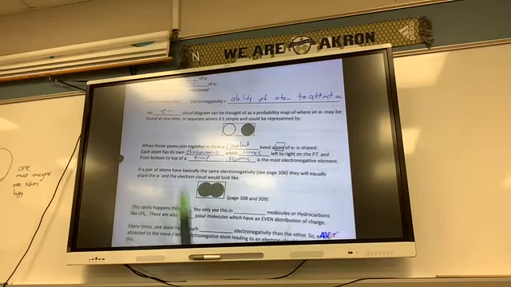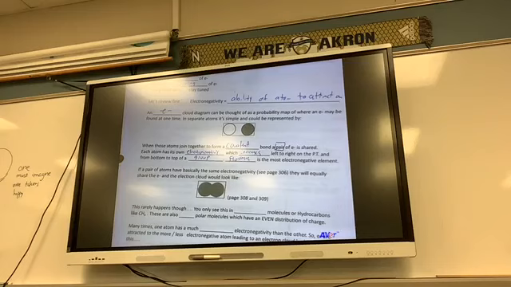If a pair of atoms have basically the same electronegativity, so look at page 306. Look at page 306. I'm gonna have to read 2 chapters this far. Reading is fun. I like reading, but not. So do you guys see the chart on the top of page 306? Yes?